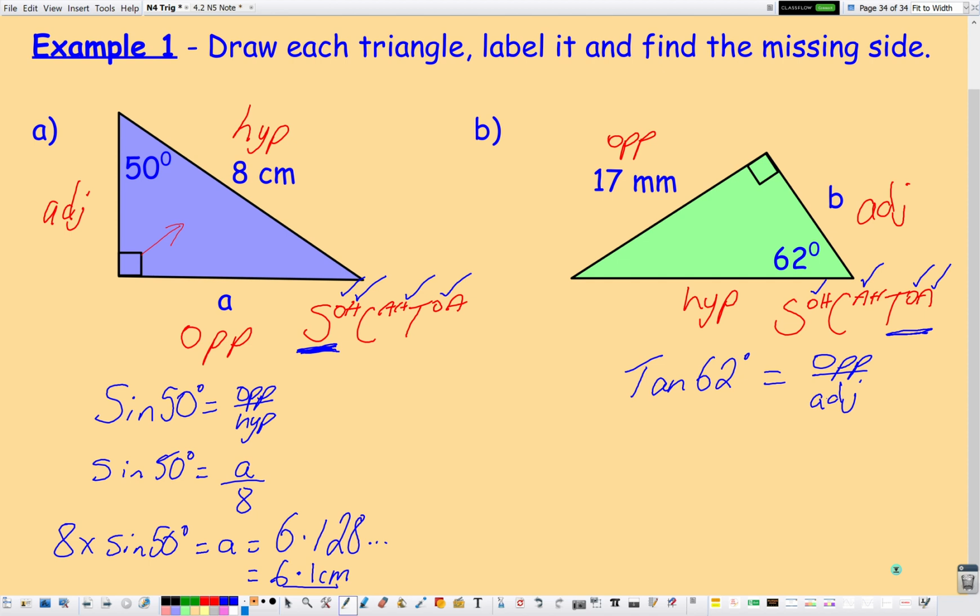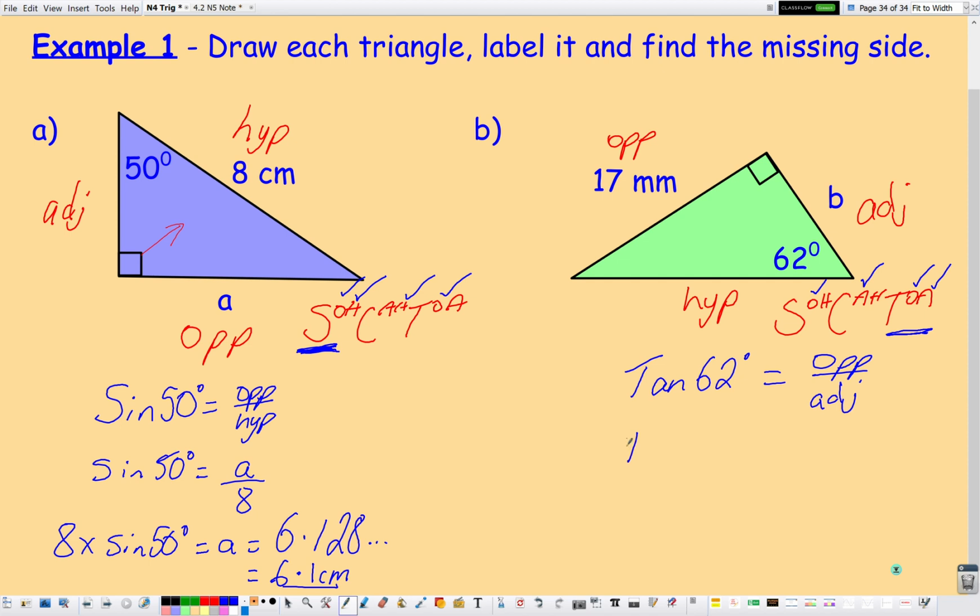Okay, so basically it's now the same process as before. Put in our values for the opposite side, and then try and find this value of B.